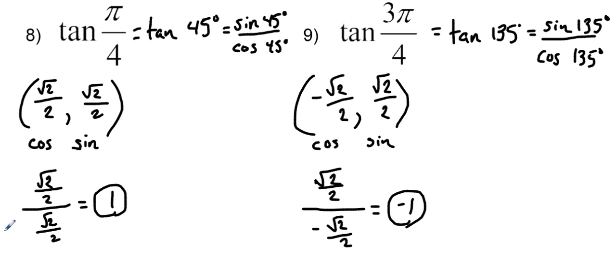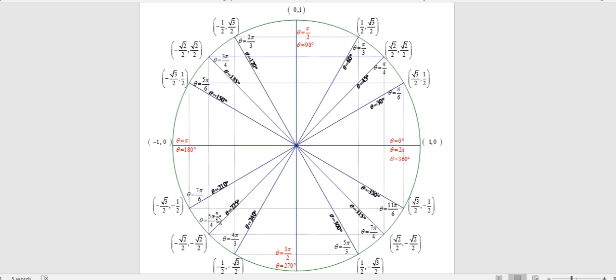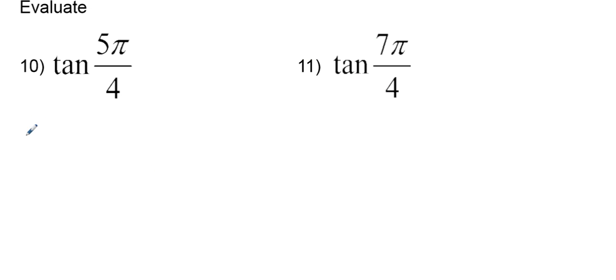Now, let's look at the next two. The next two, we have the tangent of 5 pi over 4 as well as the tangent of 7 pi over 4. So you should begin to see a pattern also with these 4s. So let's see. Tangent of 5 pi over 4, 5 pi over 4, 225 degrees. And what do we see? Negative radical 2 over 2, comma, negative radical 2 over 2. So negative radical 2 over 2, negative radical 2 over 2.